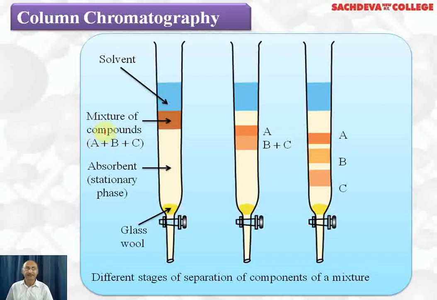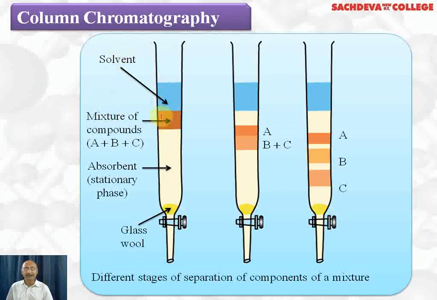Here we have taken a mixture of components A plus B plus C. Now this mixture we add from the top. If this mixture is liquid, we add it directly. But if this mixture contains solids, first we dissolve them in a suitable solvent. And this mixture has reached here.